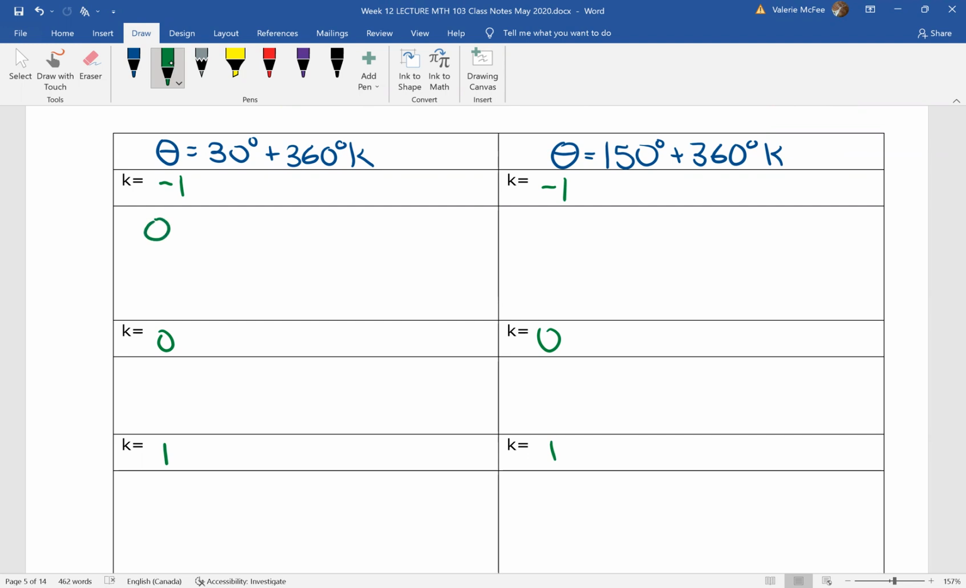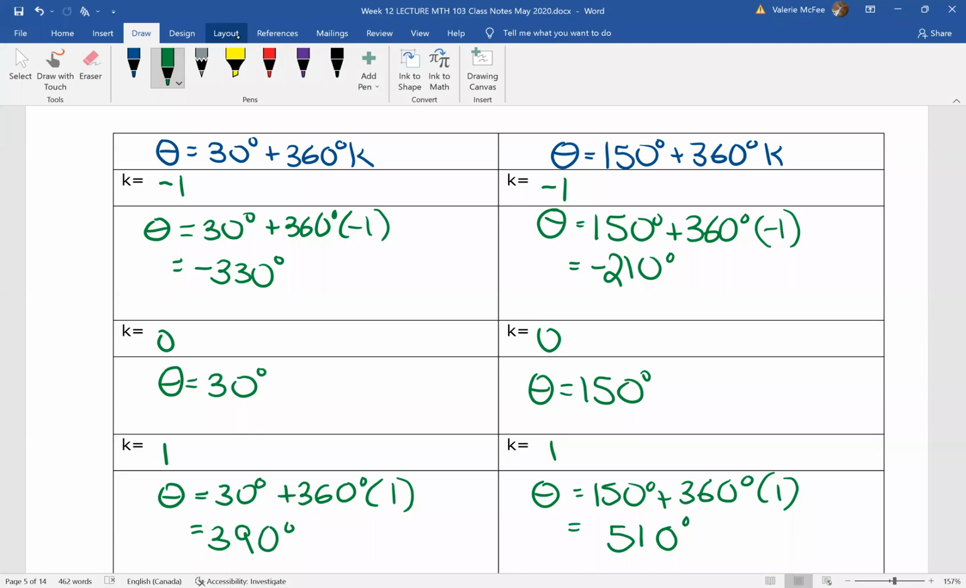So here I have theta equals 30 degrees plus 360 times -1. 30 degrees minus 360 degrees gives me an answer of -330 degrees. Why don't you find the other 5 values for theta? So here are 6 possible solutions. These are not the only solutions. Remember, k could equal any integer. If you decided you wanted k to equal 27, you could.